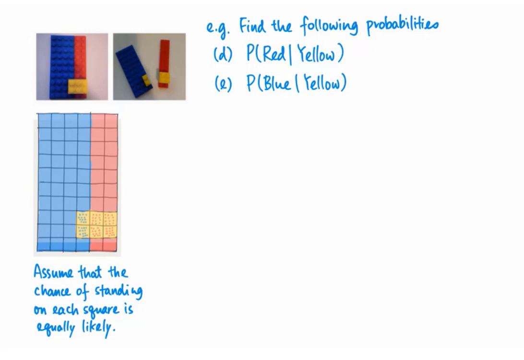Now, let's refer to the same situation, but we would like to find the following probabilities. Part A, we would like to find the conditional probability P of red given yellow. And Part B, we would like to find the probability that the square has blue color on it, given that the square has yellow color on it. Please be reminded that the chance of having each of the squares is equally likely in our situation.